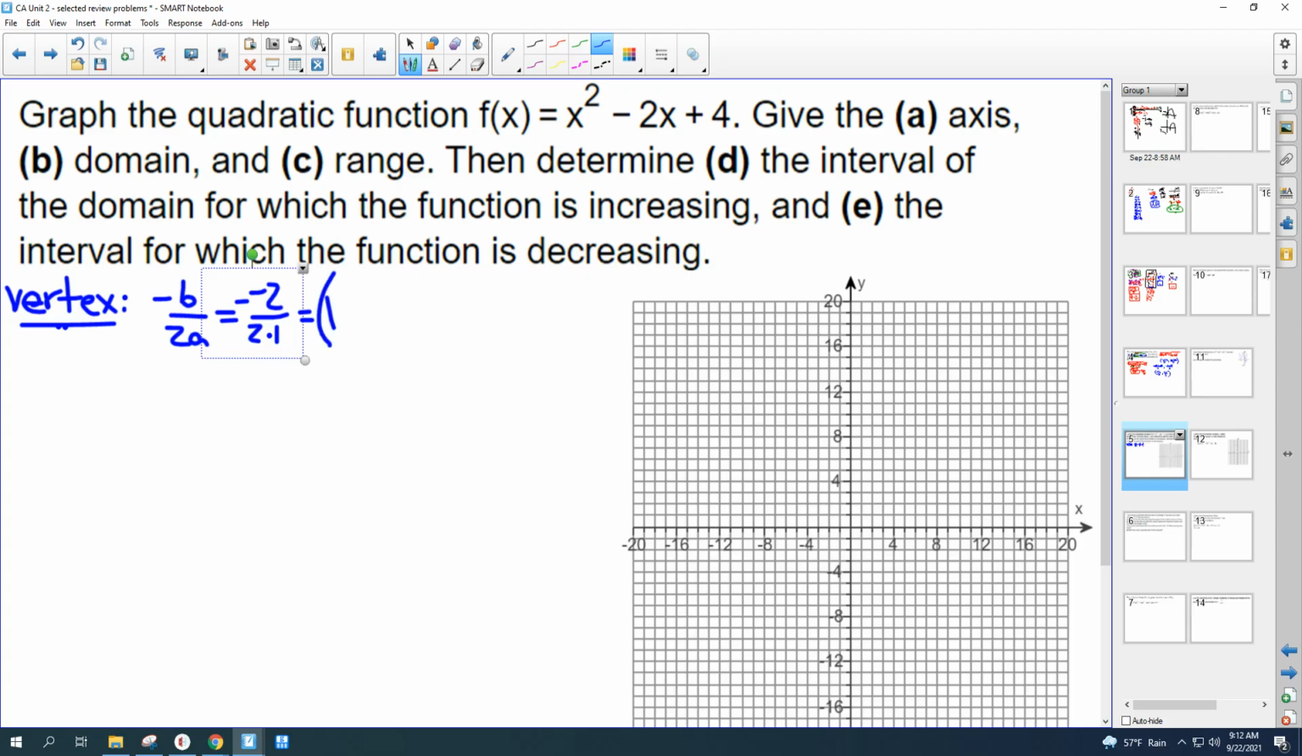That is not the vertex. That is the x part of the vertex. To find the y part, you're going to plug in this number. So plug in 1, and we're going to have 1 squared minus 2 times 1 plus 4. That's 1 minus 2 plus 4, 3. There's a vertex at 1, 3, right there.